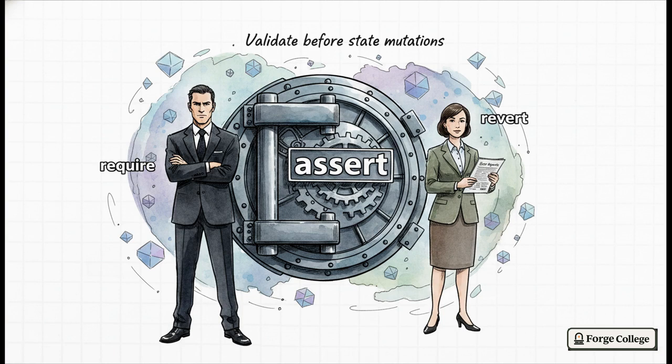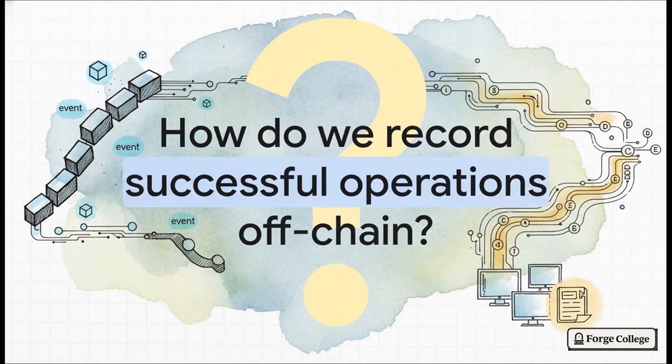Stick to these simple, disciplined rules, and I promise you will dramatically reduce the time you spend trying to track down failing checks. Which really leaves us with one final, kind of provocative question. We now know exactly how error handling stops invalid operations dead in their tracks. But how do we effectively record and observe these successful transitions off-chain? Like, how do we actually know when things go right?